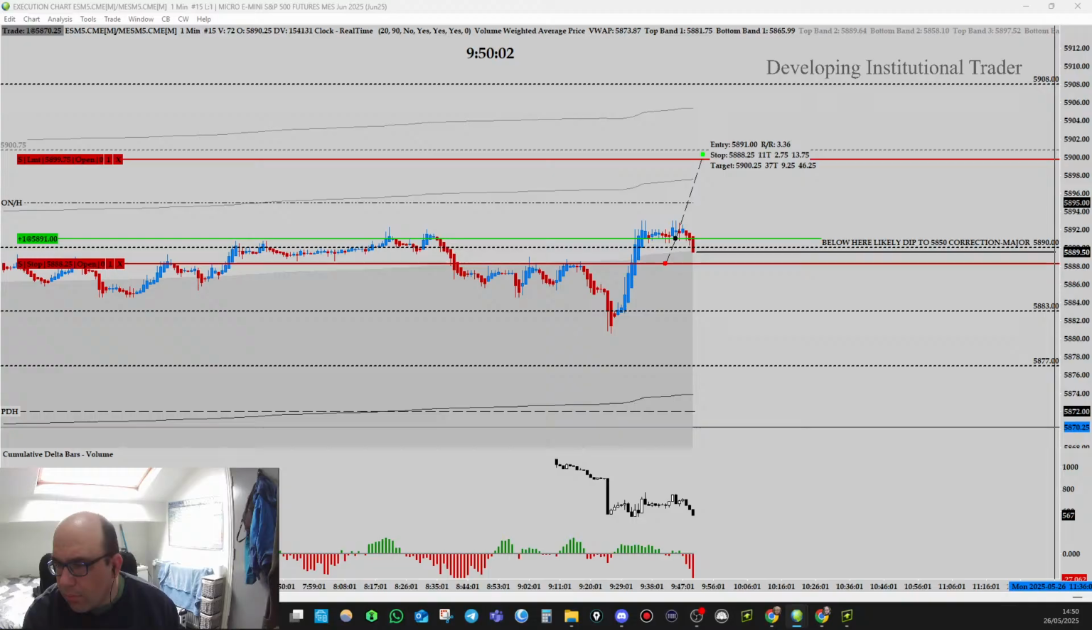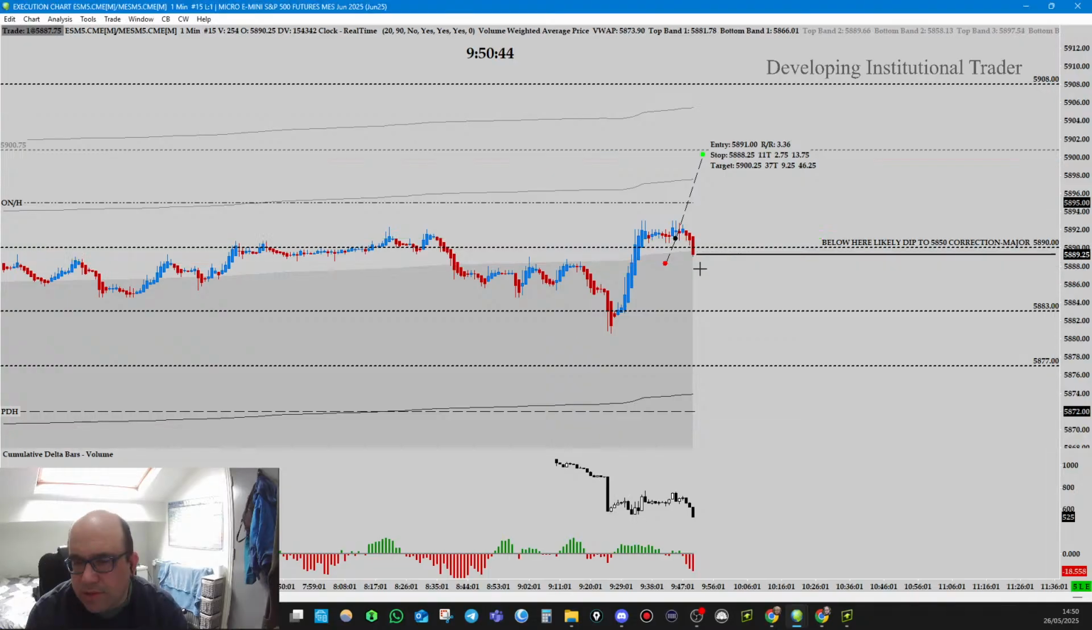So we see some strong selling. I close the trade just in case it goes below. We see it couldn't break the highs, so it's just going to go back to range. I think this is going to be my trade today, probably.